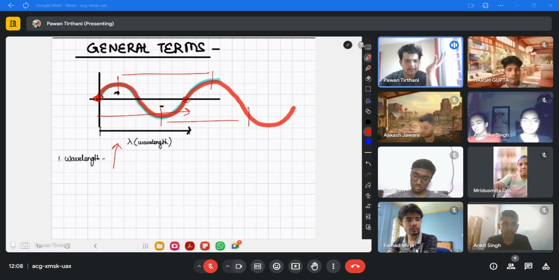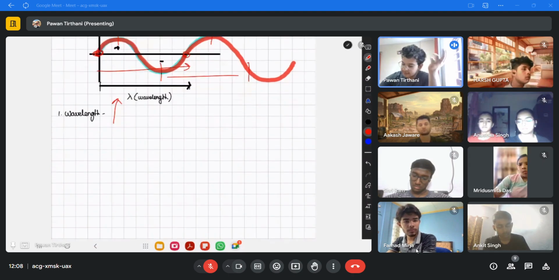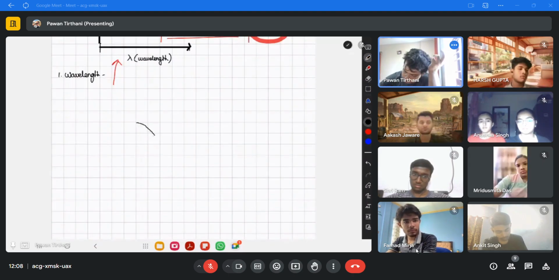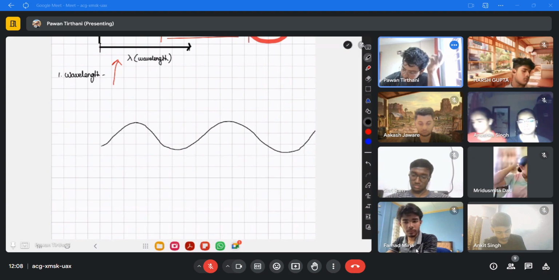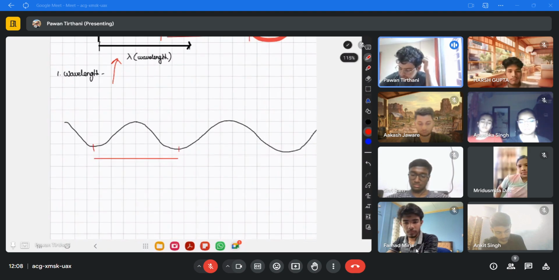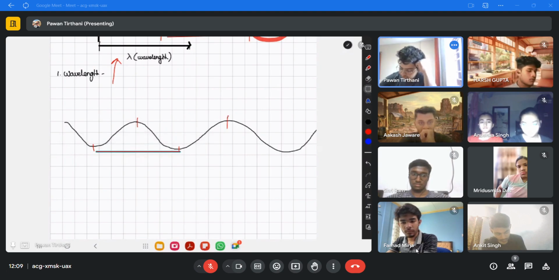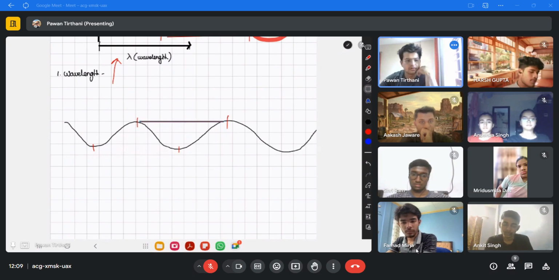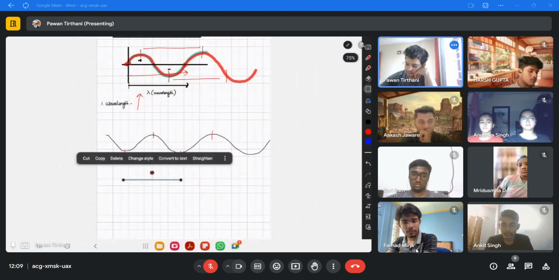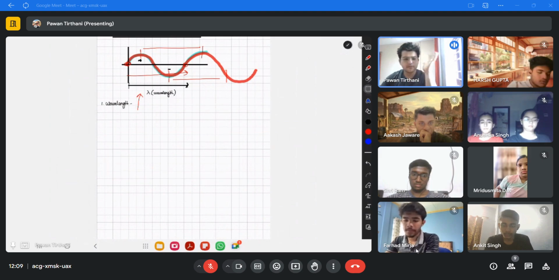It's the same thing. I completed one full cycle, how much distance did it take? A cycle can start from anywhere. It can start from here to here also. So look, this is one wavelength, this is also one wavelength, same thing, right? So now you know what wavelength is. I don't have to teach you any more about wavelength, okay? The distance traveled by the wave.